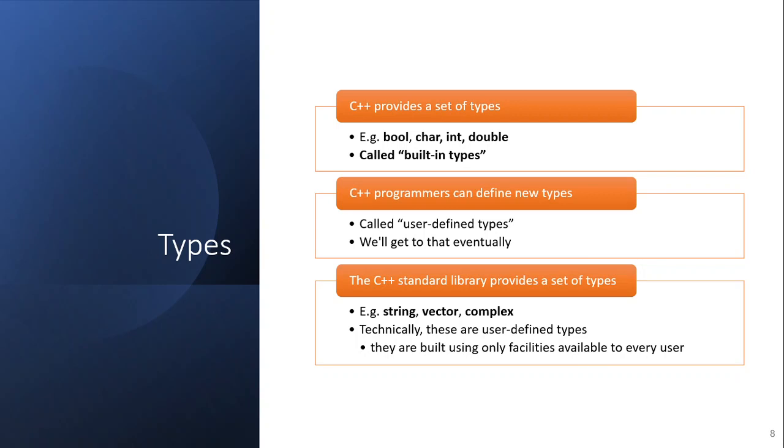So if you fail to include the relevant library, the compiler will not understand what is string or what is vector or what is complex. In order to use these types, you need to include some library. In order to use the built-in types, you do not need to include any library. These are built into the language.